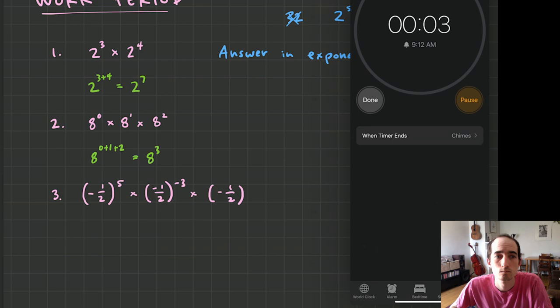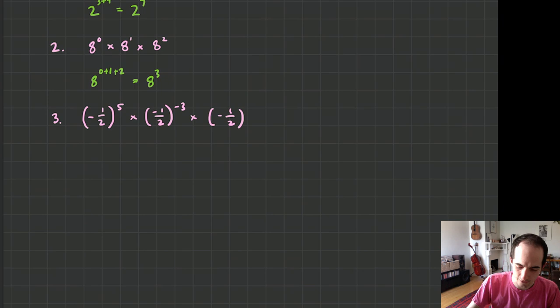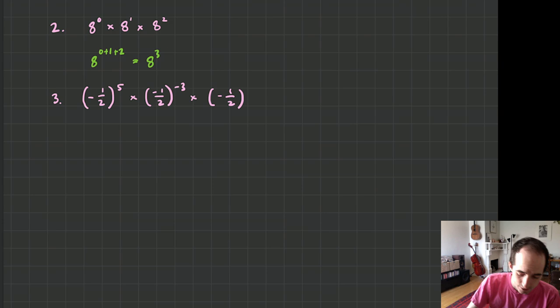Okay, 20 seconds is up. So there's really nothing terribly different about this question. They all have the same base. The base just happens to be a fraction. So the base is negative 1 half. So let me write that, negative 1 half.